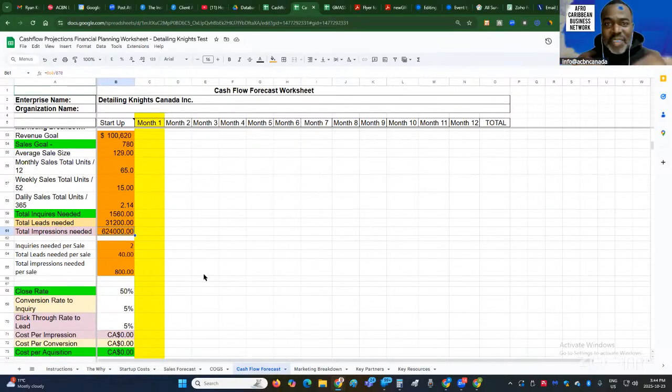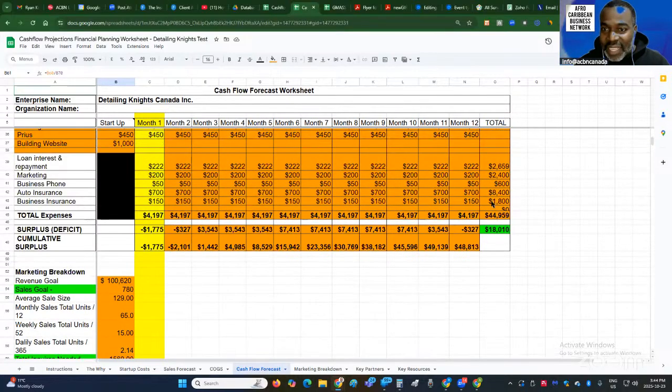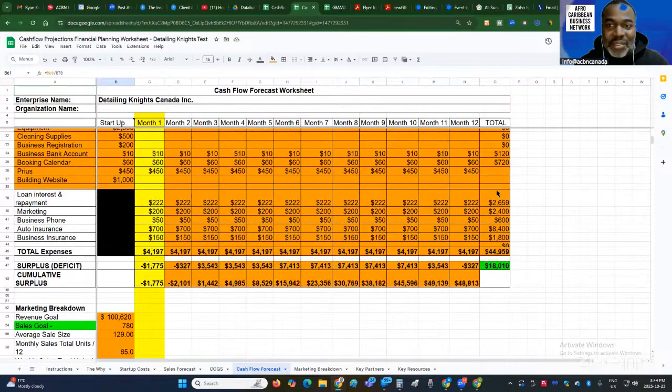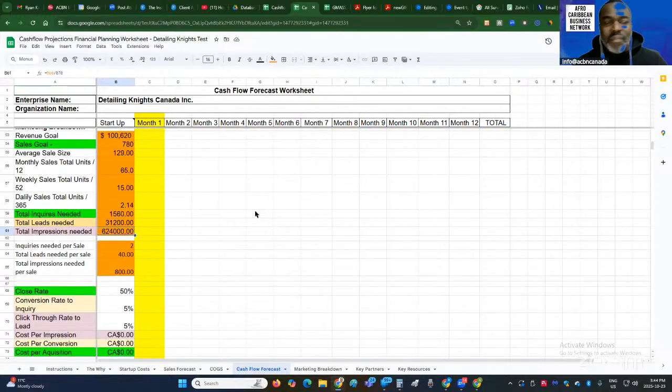So if we just leave it up to chance, then all the marketing dollars that we're putting into our business, I think we estimated it was like 2,400, we don't know what's working. So we want to be able to track and make sure that we know what's working.